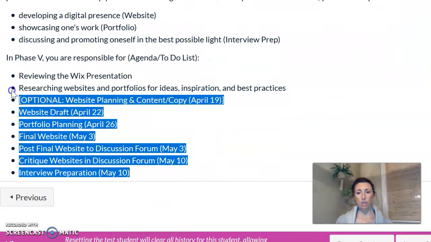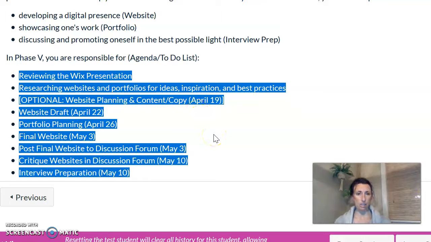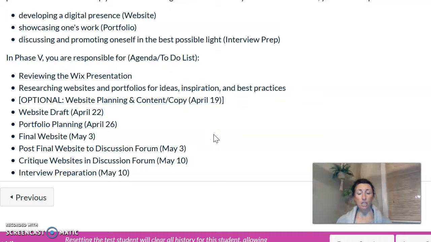This is really a great summary of what it is that you need to know for this phase in terms of what you're responsible for and when. So reviewing the Wix presentation, researching websites and portfolios for ideas, inspiration, and best practices. You have an option to submit planning. If you choose to do that, it's due April 19th. You need to develop a website draft, due April 22nd. Portfolio planning is due April 26th. Now remember, this is an analysis of someone else's portfolio, one of the examples that you find in your research, as well as a plan for developing your own.